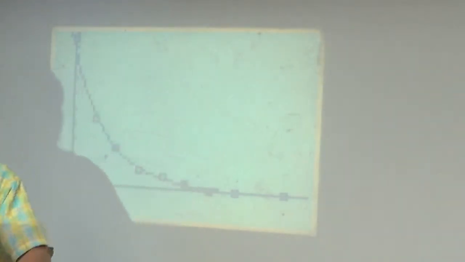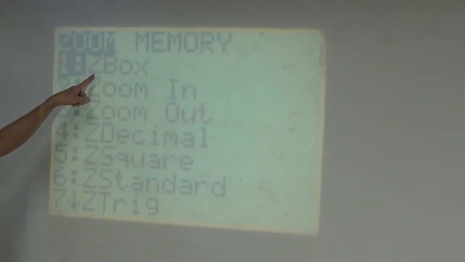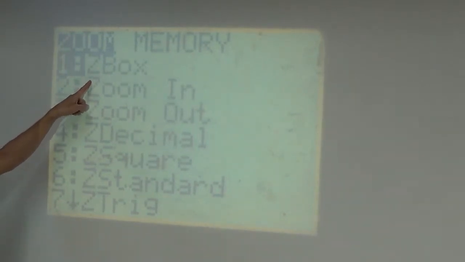Okay. So the way you do that. Do we talk about Z-box in here? Nope. Okay. This is a fun little trick your TI can do. It's very, very handy. So you press zoom. Select Z-box. So grab Z-box.